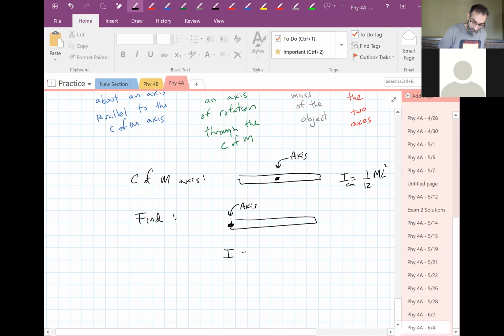So we say I is equal to I through the center of mass plus the mass of the object times the distance between the two axes squared. Well, I center of mass is 1/12 ml squared. So if you're given a shape like this, what you do is you say to yourself, I need another prop.